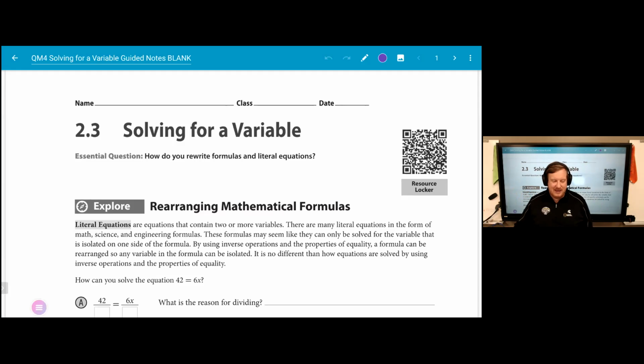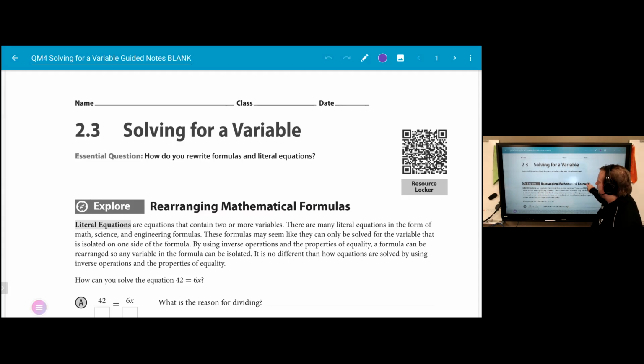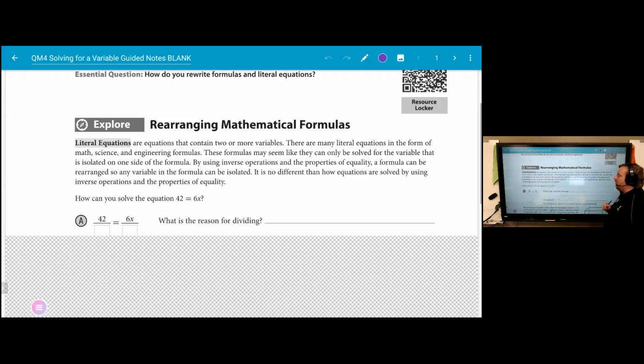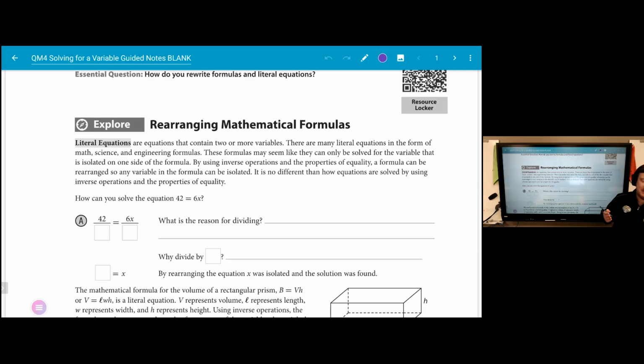What do I mean by that? It says solving for a variable. Again, this is QM4 here. What we have are called literal equations. Literal equations are equations that contain two or more variables. There are many literal equations in the form of math, science, and engineering formulas.